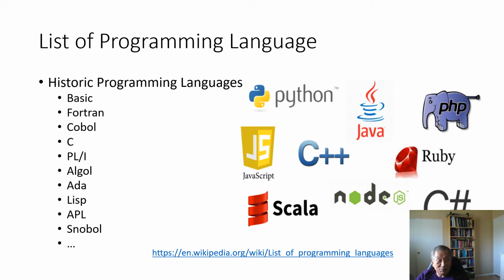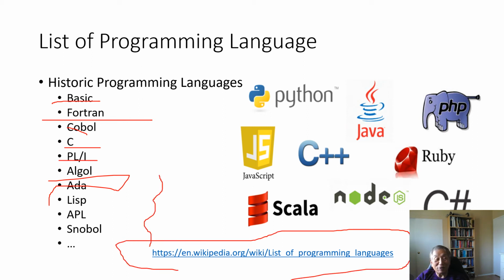Then the historic programming languages, just for the namesake, you may have heard about: BASIC, Fortran, COBOL, C, PL/1, ALGOL, Ada, Lisp, APL, Snowball. There are a whole bunch of them. Again, there's a list of programming languages, and in that place you may find a list of a couple of hundred different programming languages ever given on the market and used for certain purposes. Depending on the purposes, there are so many different forms.